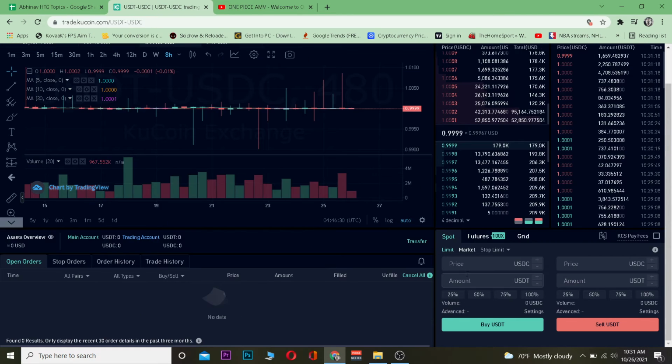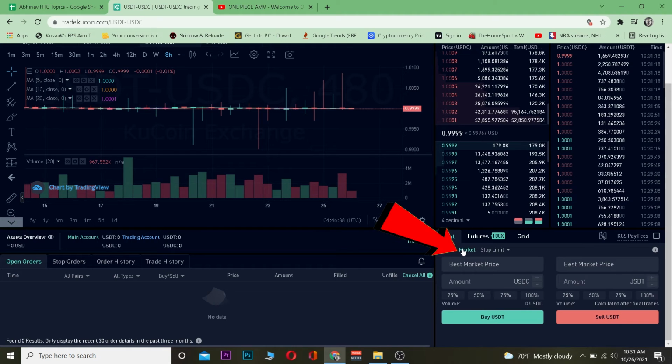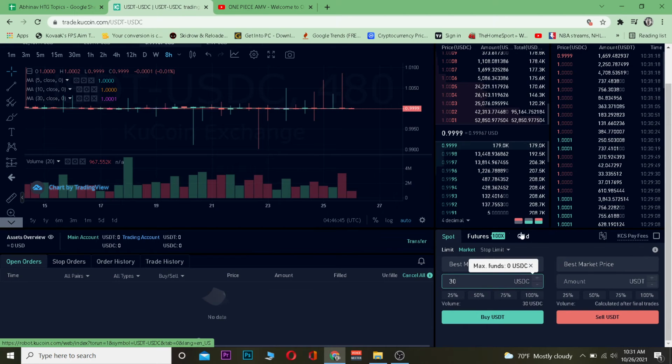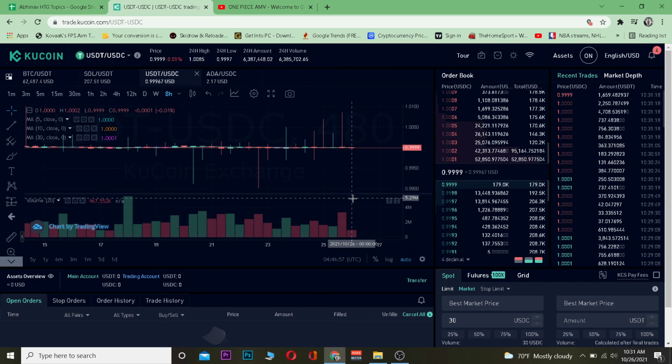Once I'm over here, I can enter the amount of USDT I want to buy. Let's say the value of one USDT is around 0.999 on USDC. I'm just going to go on market because I want to buy it at the market price. I'm going to use around 30 USDC. So for 30 USDC, I'm going to get around 0.999 times 30, and that's how much USDT I'm going to receive. Once I click on buy USDT, my USDT will be transferred into my KuCoin account. So that's basically how you can buy USDT, in other words Tether, in KuCoin.